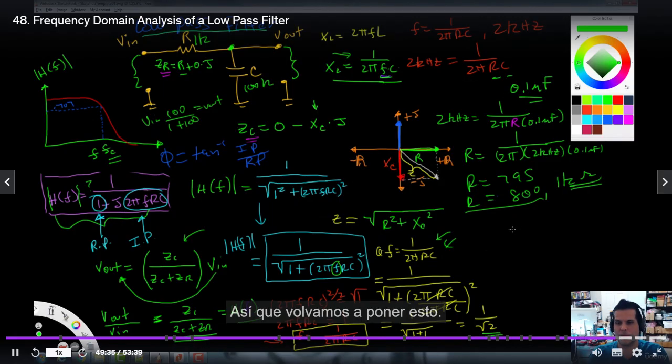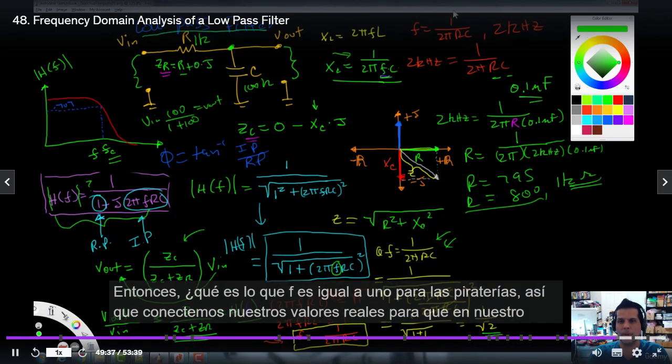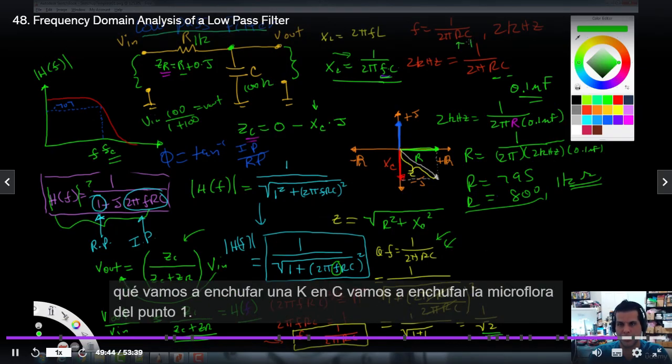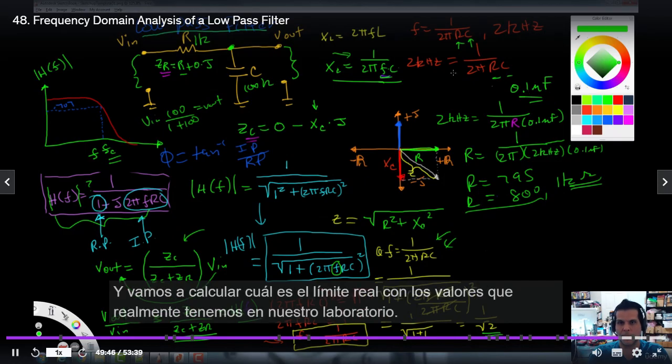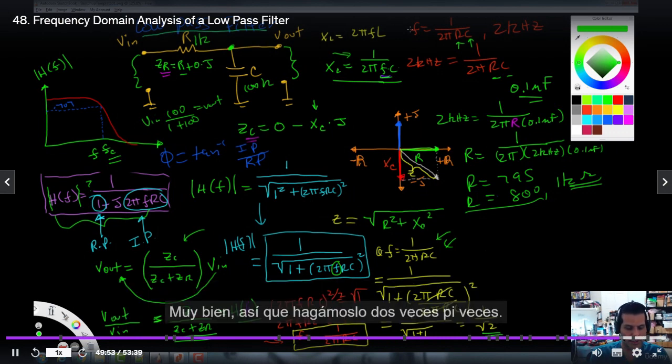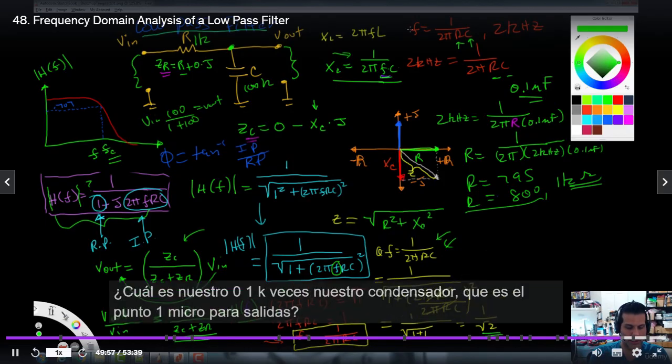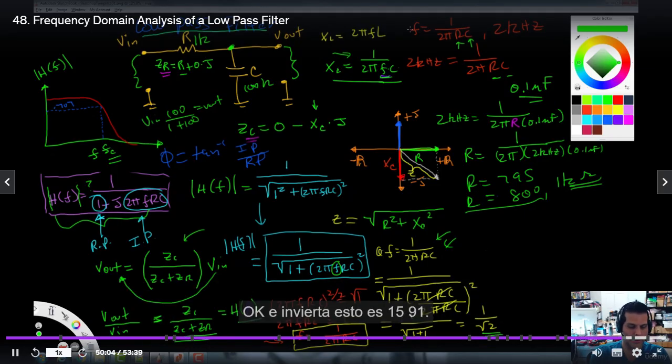So let's plug this back in. F equals 1 over 2 pi RC. So let's plug in our actual values. Into R, we're going to plug 1K. Into C, we're going to plug 0.1 microfarad, and we're going to compute what the actual cutoff is with the values we actually have in our lab. All right, so let's do it. 2 times pi times R, which is 1K, times our capacitor, which is 0.1 microfarads. Okay, and invert this. It is 1591.